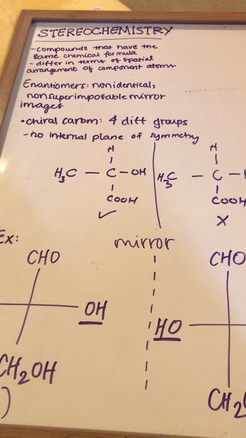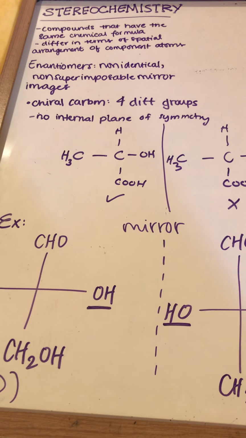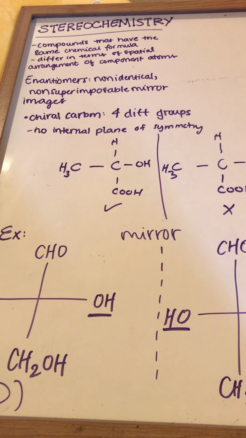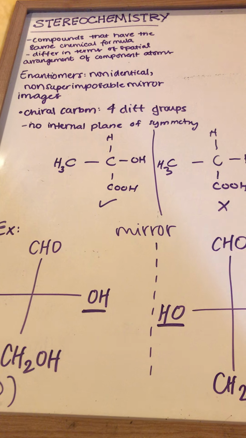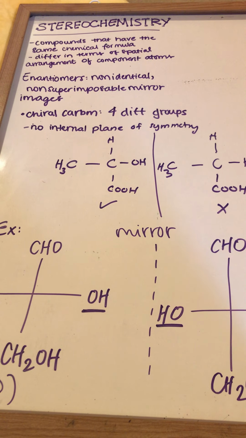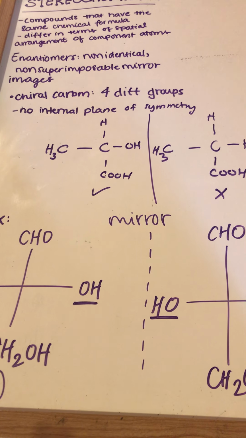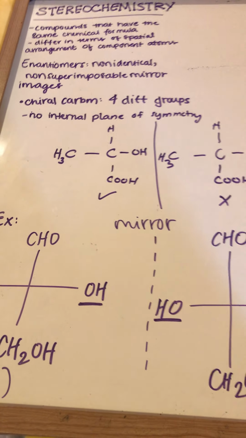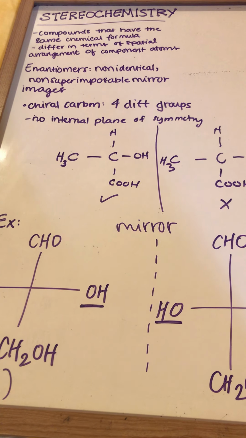So in this video, I'm going to talk about enantiomers, and then in the next video, I'll talk about diastereomers a little bit. So enantiomers are non-identical, non-superimposable mirror images. And by non-superimposable, I mean that you can't put them on top of each other and have them line up exactly the same. Some group is going to be out of line.